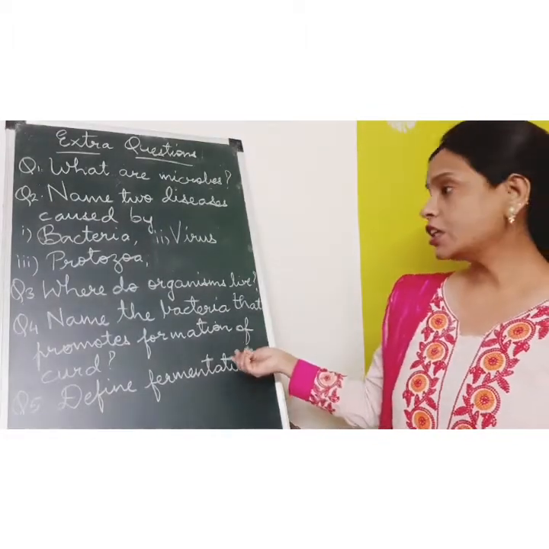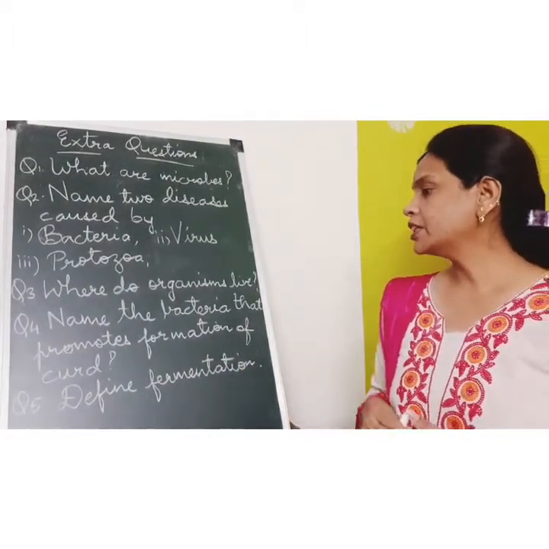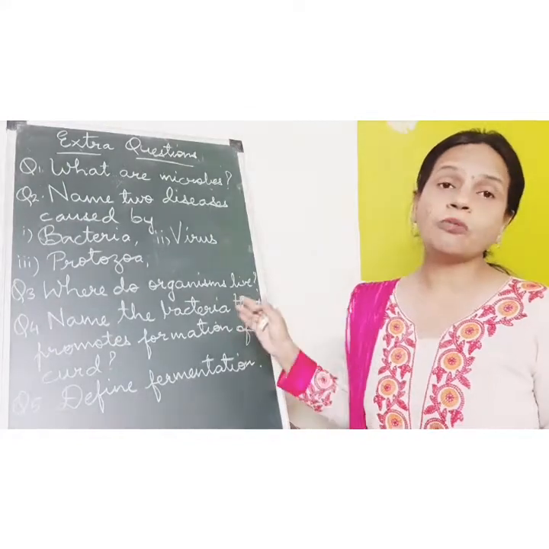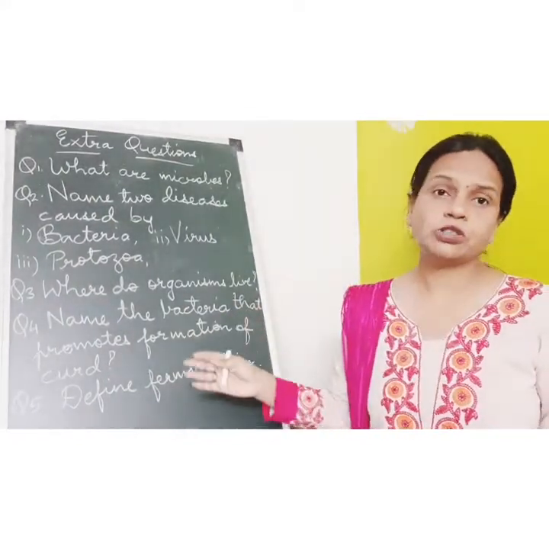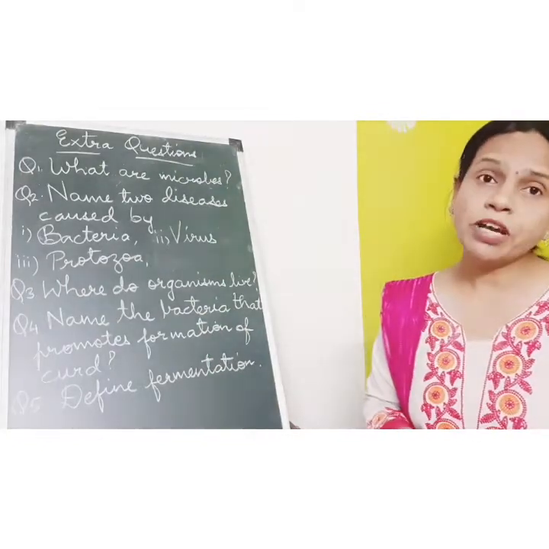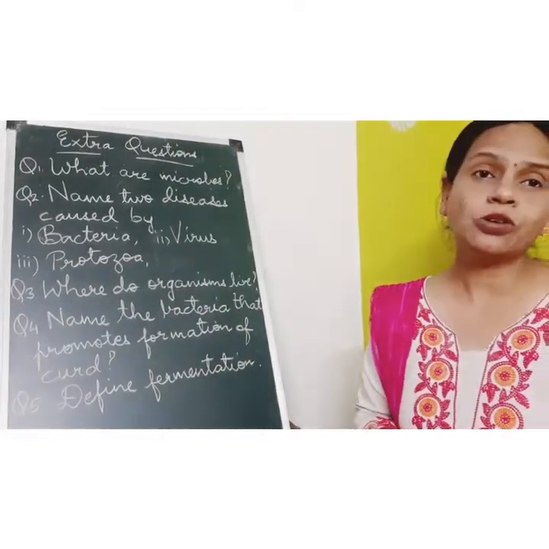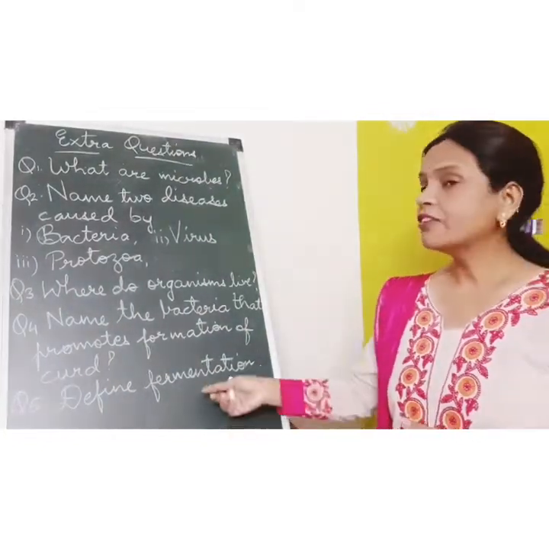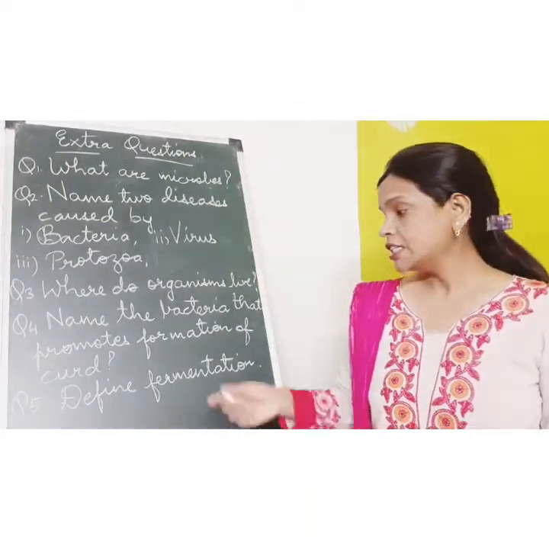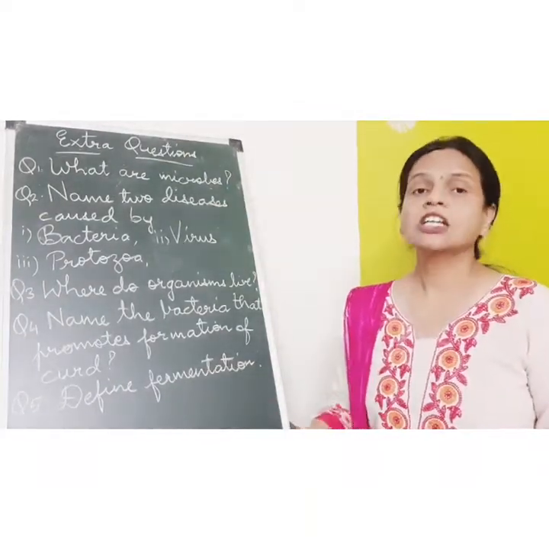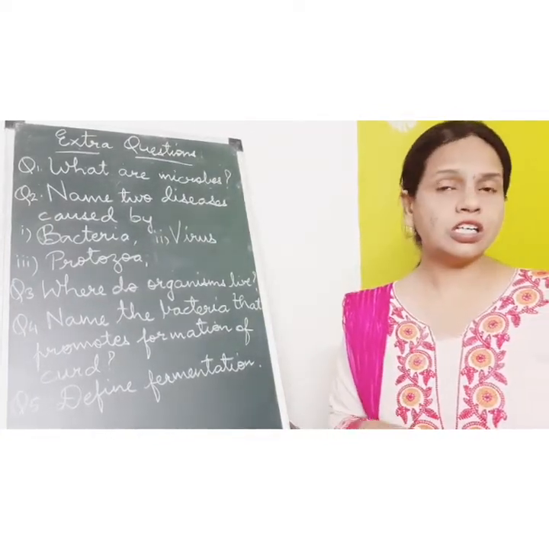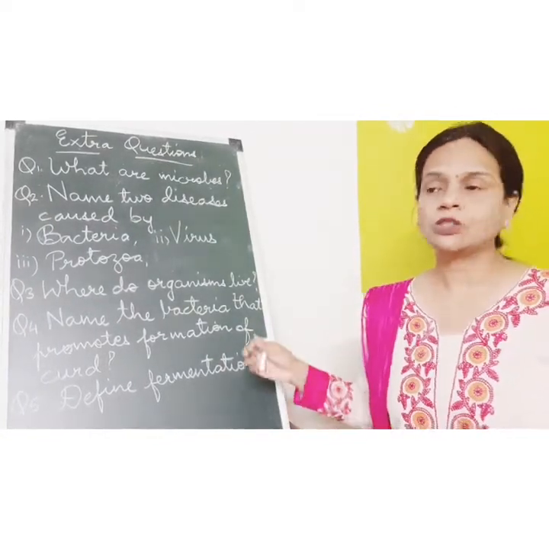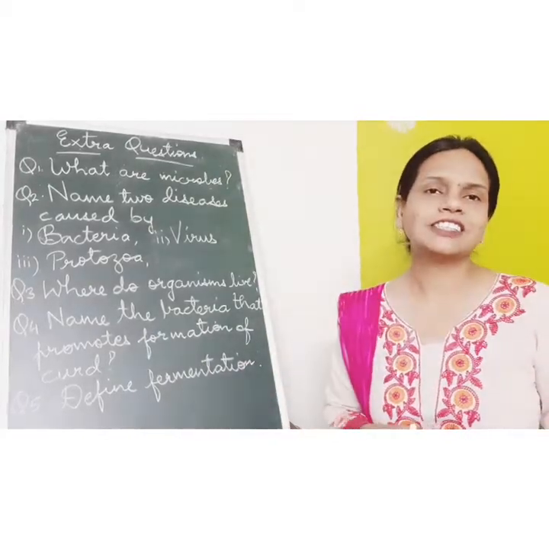Then we come to the fourth question: name the bacteria that promotes formation of curd. I suppose this everybody should know the answer. The name of the bacteria is Lactobacillus. Okay, we come to the fifth question: define fermentation. Now the process of conversion of sugar into alcohol is called as fermentation.